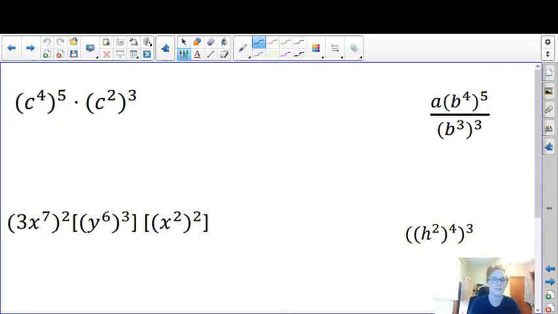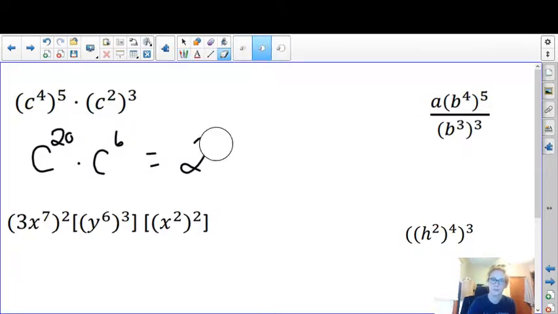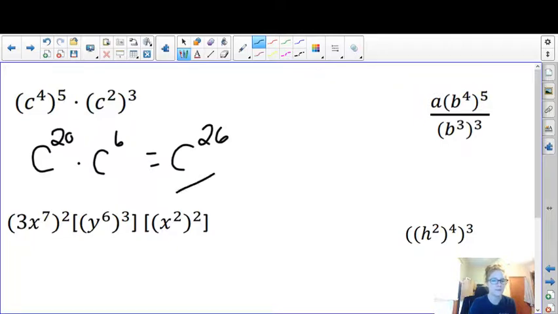So let's go ahead and get started. 4 times 5 is 20. 2 times 3 is 6. Now, I'm multiplying the bases, so I use my skills from last time to add the exponents. So my final answer, I'm missing some stuff in between, is c to the 26th.